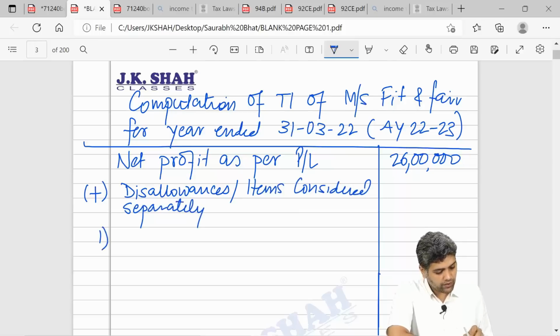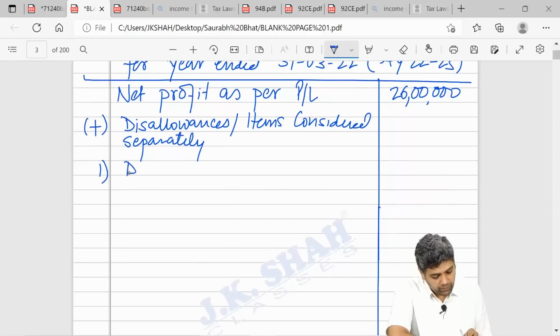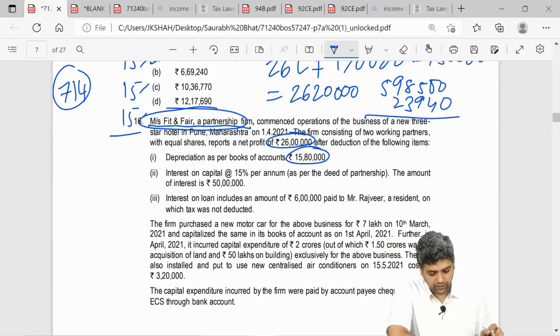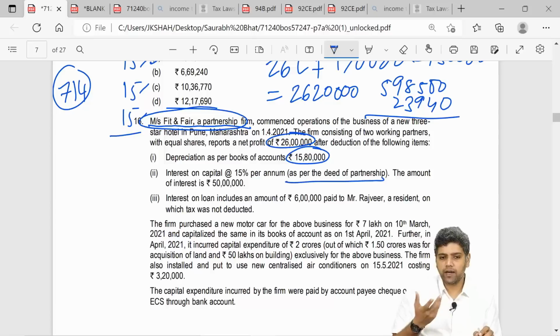In that, first item would be depreciation, you can write it in inner column as 15 lakhs 80,000. Then they say interest is paid on capital balance as per the deed, so it's authorized by the deed, that's good.